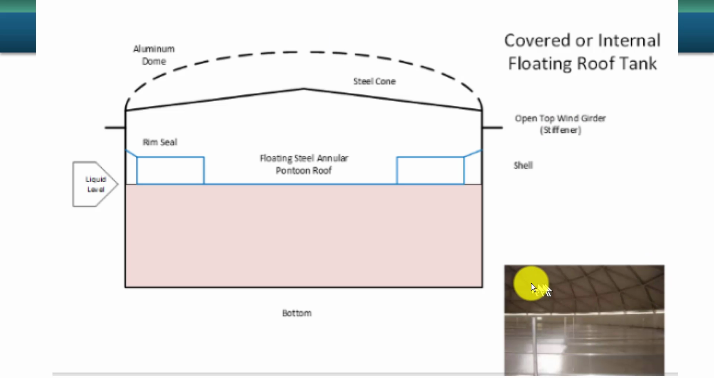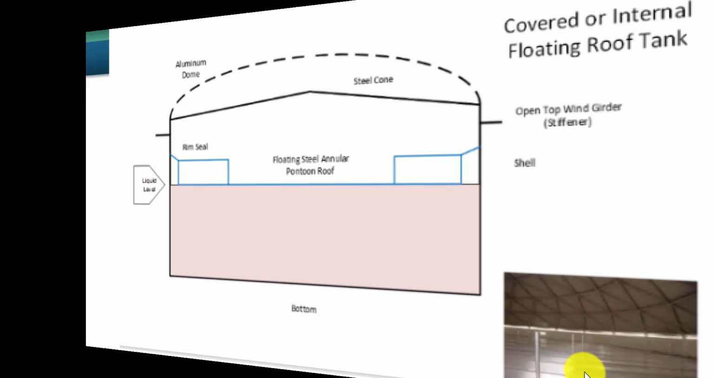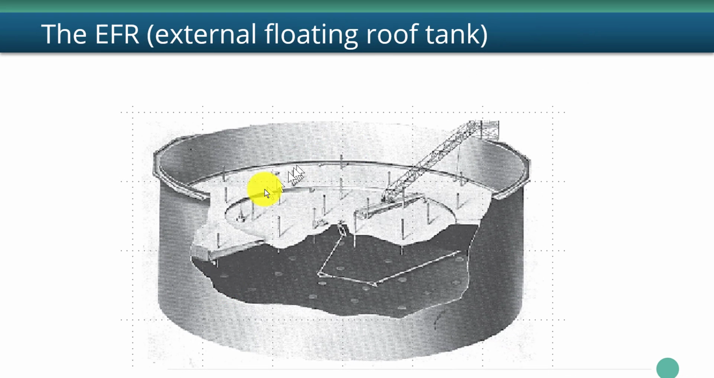So here's a picture of the geodesic dome from the inside. It's supported by this reticulated aluminum structure covered by aluminum foil. And in this case, on an internal floating roof, they're using an aluminum skin and pontoon type floating roof. Perspective drawing of a tank, quite a good one.